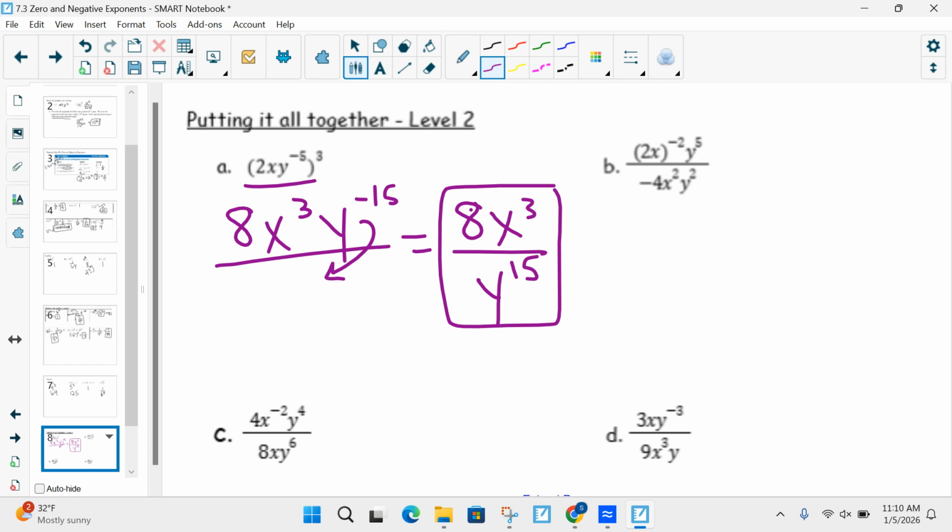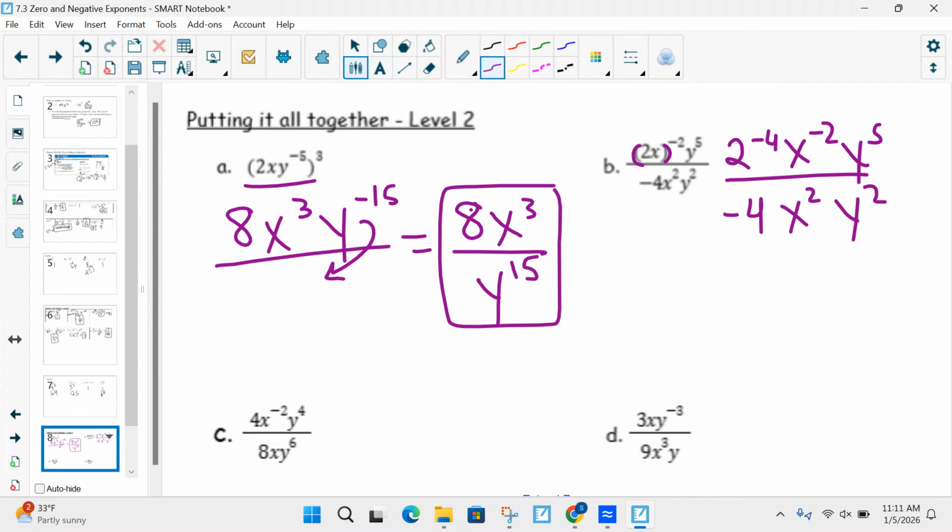For part B, this is where it gets a little bit tricky, so just pay attention. You see the parentheses here. That's the first thing I'm going to deal with: distributing the exponent. So 2 to the negative 2nd times x to the negative 2nd, y to the 5th, over negative 4x squared, y squared. Oh, I didn't mean negative 4th, I meant negative 2nd.